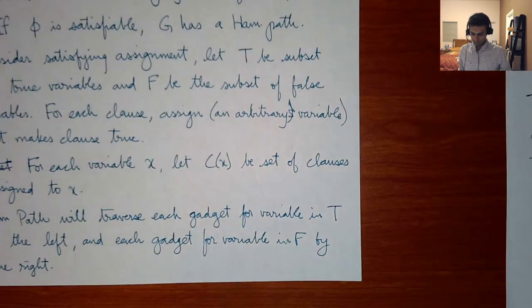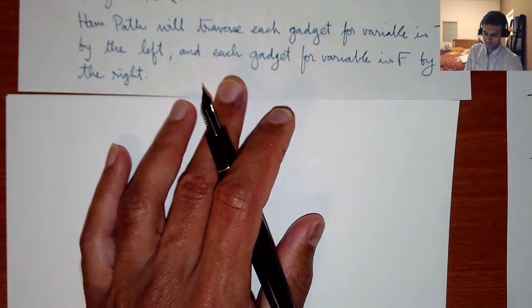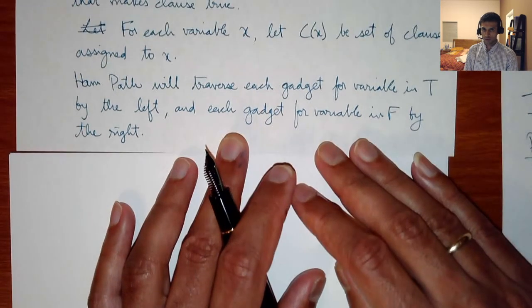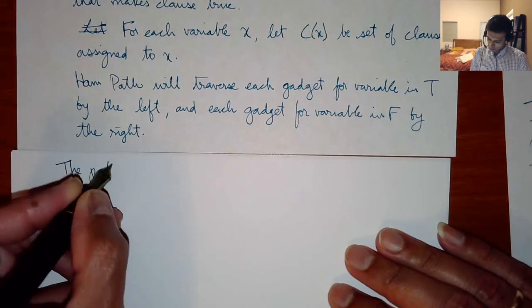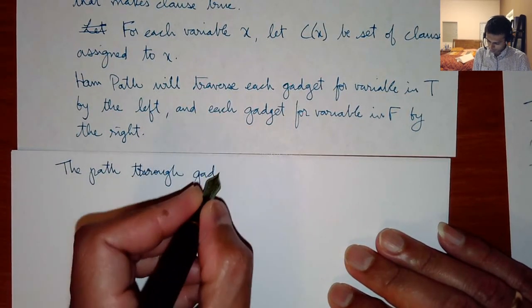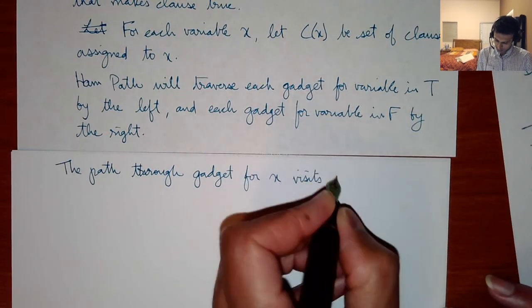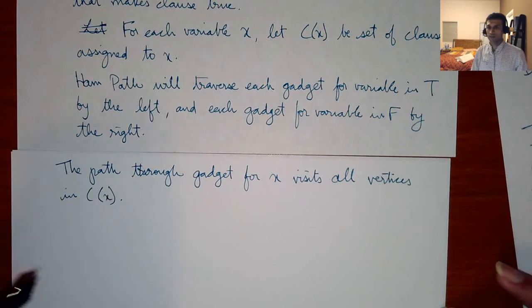Moreover, just recall what C of x is. I'll say that the path through the gadget for x visits all the vertices in C of x.